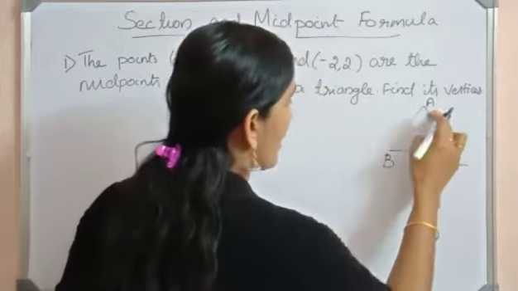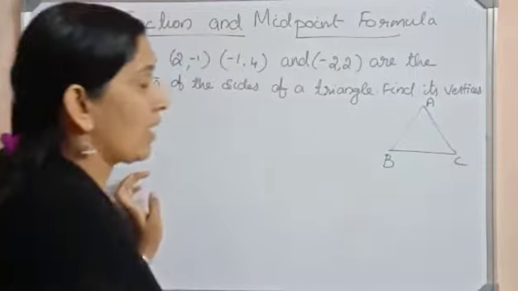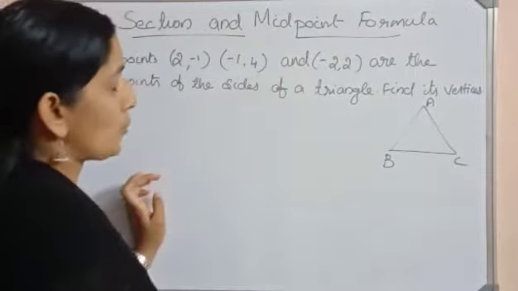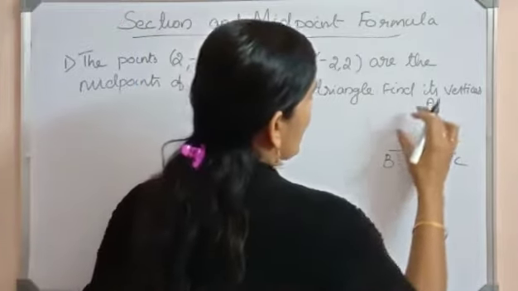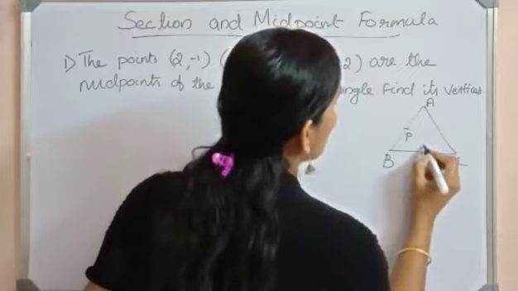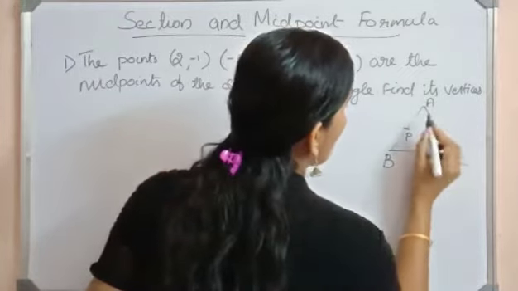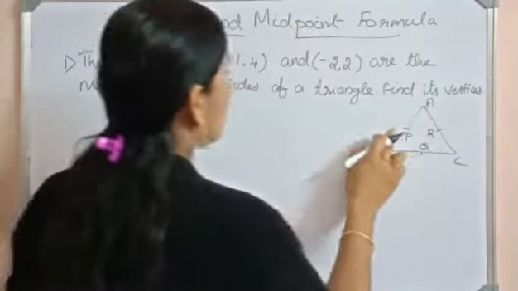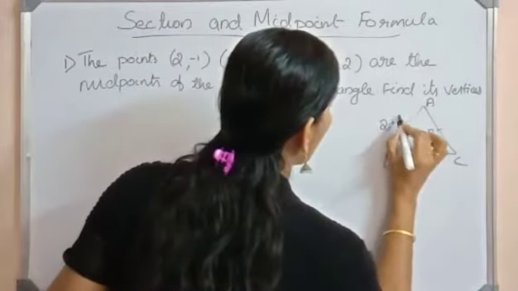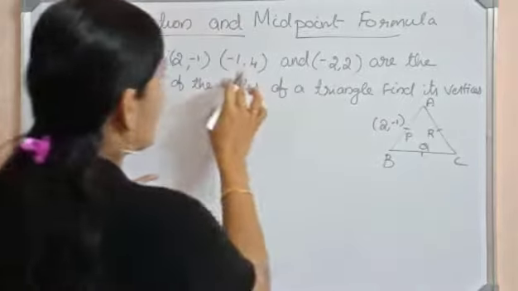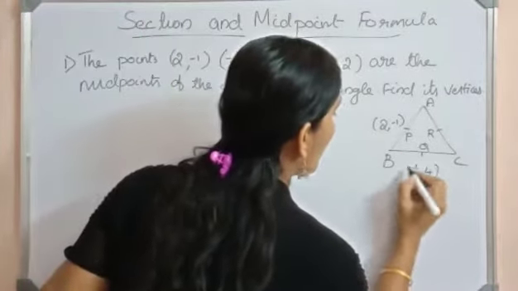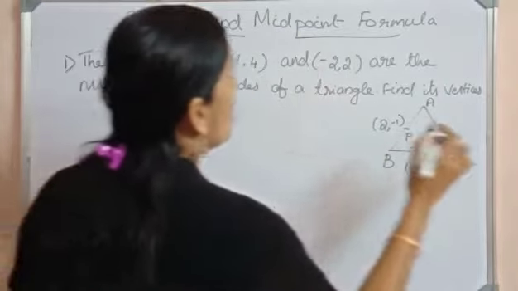A, B, C are the vertices of the triangle. It's given that these points are the midpoints of the sides of the triangle. So let's consider the midpoint of AB as P, BC as Q and CA as R. The coordinates of P is (2, -1), Q is (-1, 4) and R is (-2, 2).